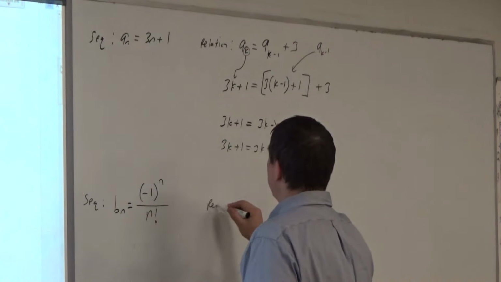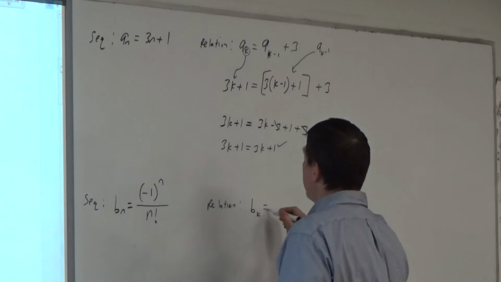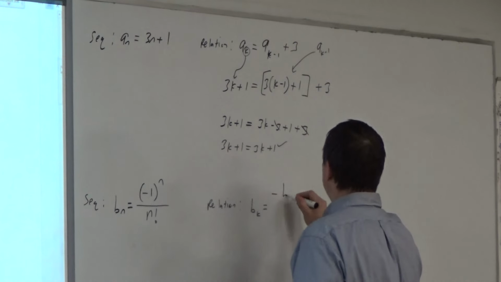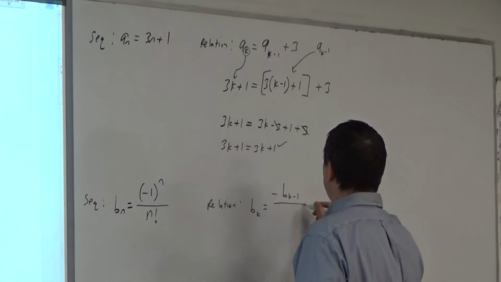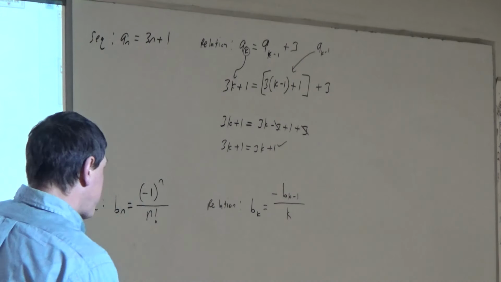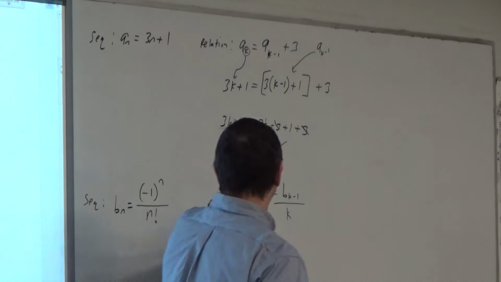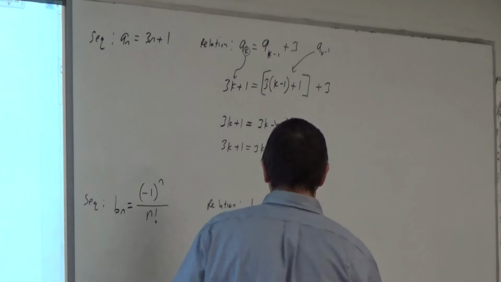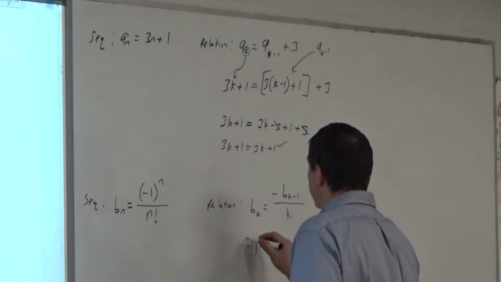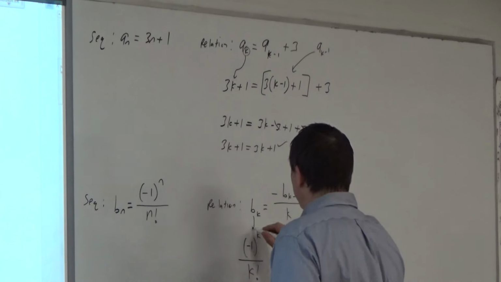And the relation, this is the same exact thing you guys have on the paper, just so that way I have room for this: b sub k is equal to the opposite of b sub k minus 1 divided by k. So, again, just like a function, we're going to substitute k, and then we're going to substitute k minus 1. When I substitute k back in for n, this just becomes -1 to the k divided by k factorial.